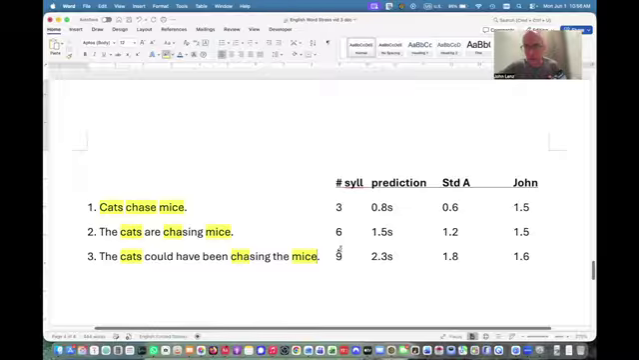So let me demonstrate this to you. I've got a pen, I've got my phone. Okay, I'm going to keep a regular rhythm going. Every time I say a stressed syllable, I'm going to be tapping my phone. Ready? Cats chase mice. They're all very slow and long. Ready? Okay, now we're going to move on to the second sentence. The cats are chasing mice. Again, I'm keeping the same rhythm. My stressed syllables are landing when my pen lands, right?